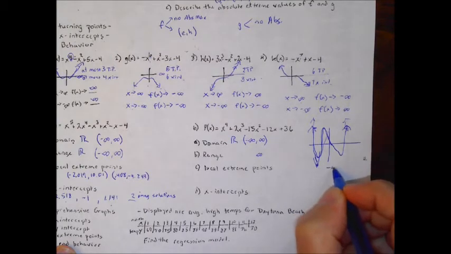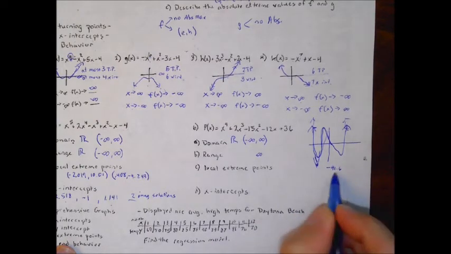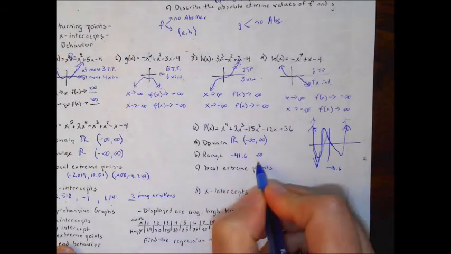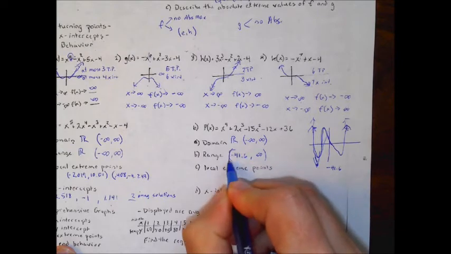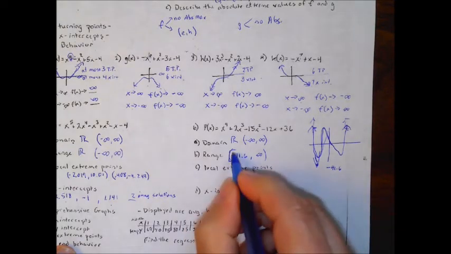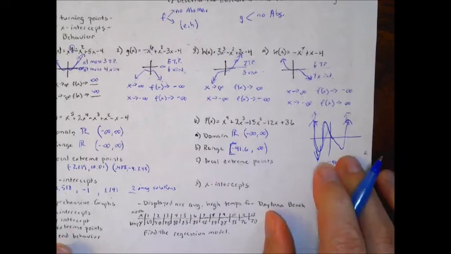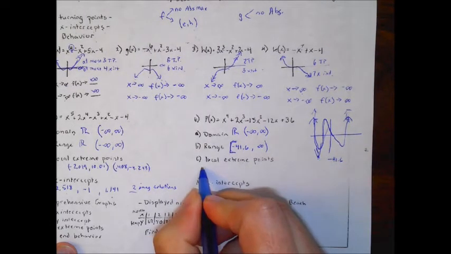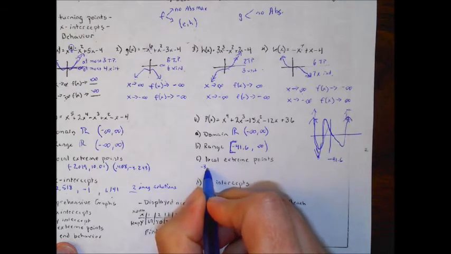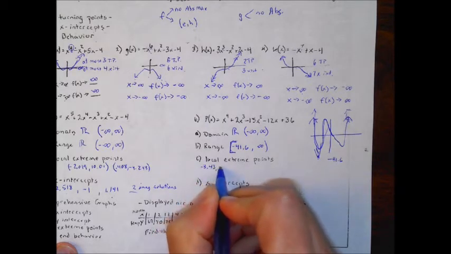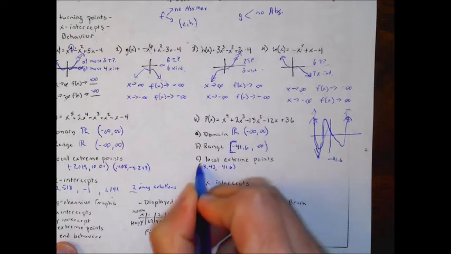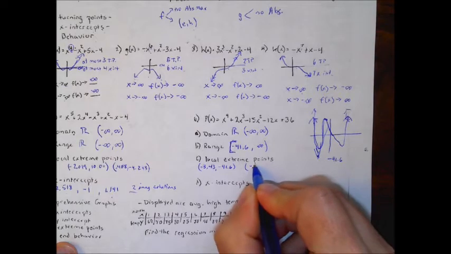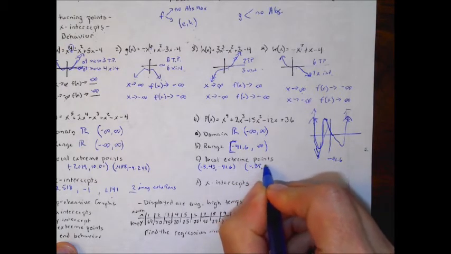Okay, so that would be my range. Okay, the local extreme points. So we have this one right here, which gives me an x of negative 3.43 and negative 41.6. This point right here was negative 0.38 and 38.3. And then we have this point right here, which is 2.31 and negative 18.64.